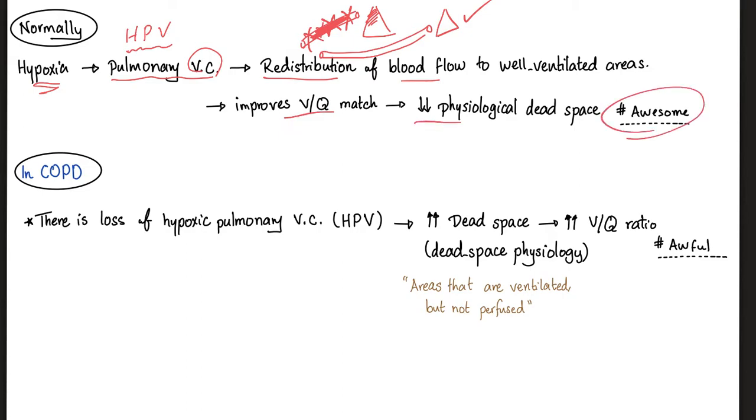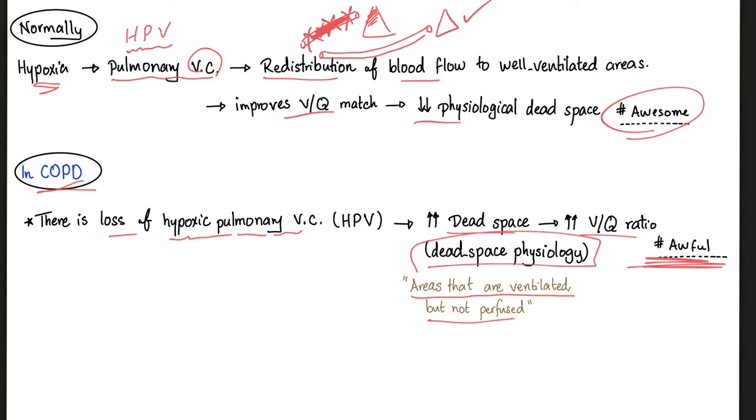This is amazing. But in COPD, there is a loss of this phenomenon. You cannot perform hypoxic pulmonary vasoconstriction. This will increase the dead space and worsen the mismatch. This is called dead space physiology, which are areas that are ventilated but not perfused.